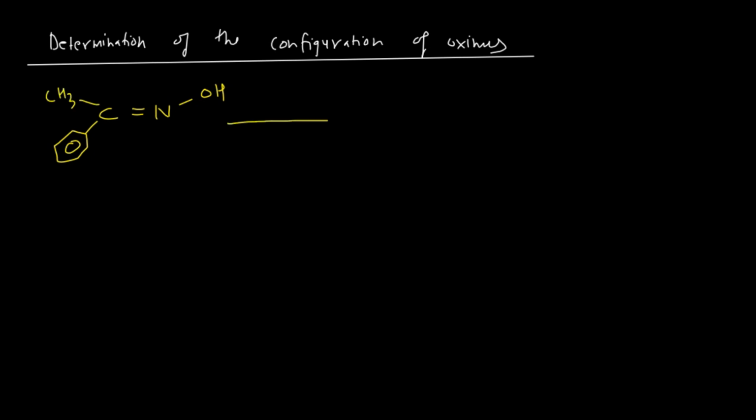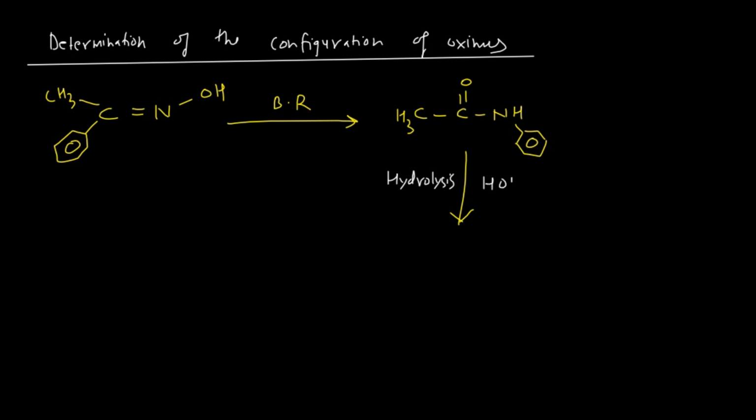So we will do the Beckmann's rearrangement. So I am writing BR for the Beckmann's rearrangement, and I know I will convert it into the amide. That would be your CH3, carbon double bond oxygen, and then your nitrogen H, okay, and of course my phenyl part, okay. This is the example. Now I will hydrolyze it. I will do the hydrolysis for this one. Hydrolysis. That means I will take the water, OH negative, H positive, okay.